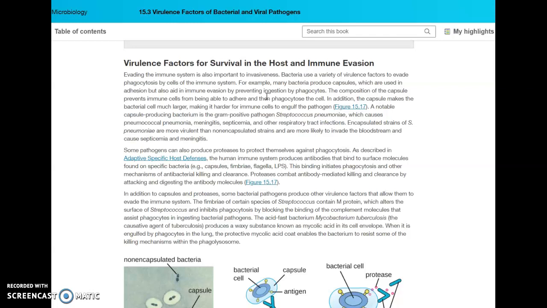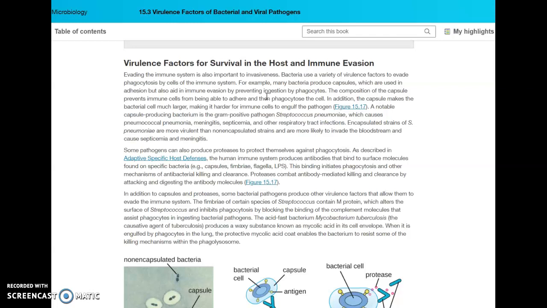One way that bacteria can evade these phagocytes is by producing capsules. Capsules help with adhesion, as we looked at, but they also prevent the ingestion by phagocytes. The immune cells can't stick to that capsule, and if they can't stick to it, then they can't ingest it. The capsule also makes the bacterial cell larger, which also inhibits the action of the phagocytes.